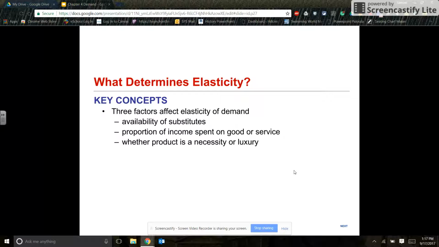So there are three things that affect elasticity of demand. The first is the availability of substitutes, the amount of stuff that's there that can replace it. The second is what proportion of your income is spent on that particular good or service. And the last one is whether the product is a necessity or a luxury. Is it something you absolutely have to have, or something you can do without?